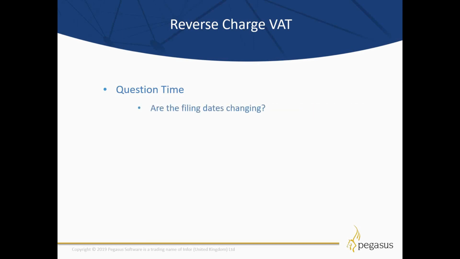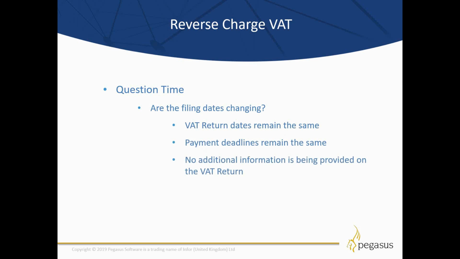Are the filing dates for your VAT returns changing under these new rules? Reverse Charge VAT doesn't change how often businesses have to send information to HMRC. It's all about how the VAT information is being calculated. The VAT return periods remain the same, which is usually quarterly, but it could be monthly or annually. However, your frequency doesn't change. Neither does the date by which you have to pay HMRC, which is 1 month and 7 days after the end of the VAT period. Also, VAT registered businesses do not need to provide any more information than they currently do. It's just the 9 boxes on that VAT return.